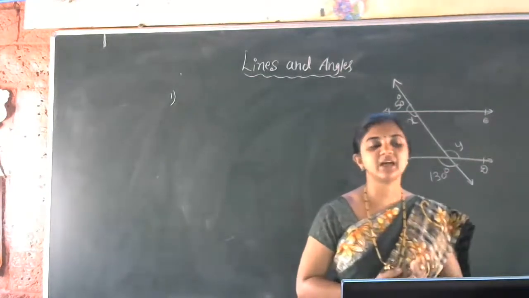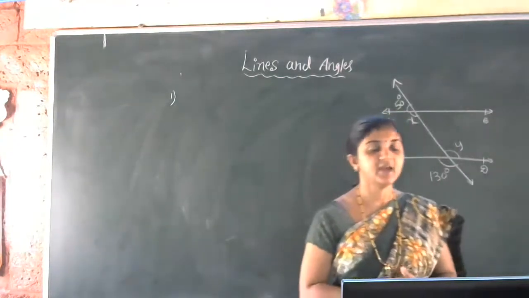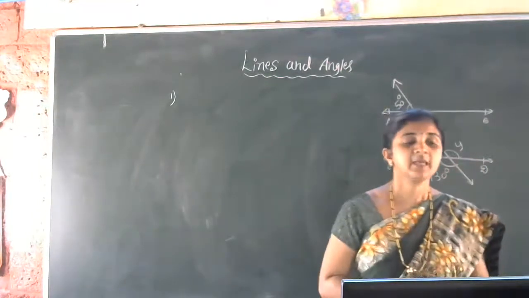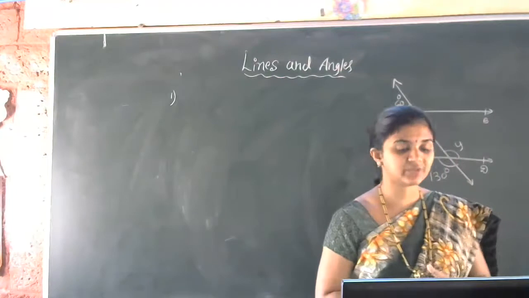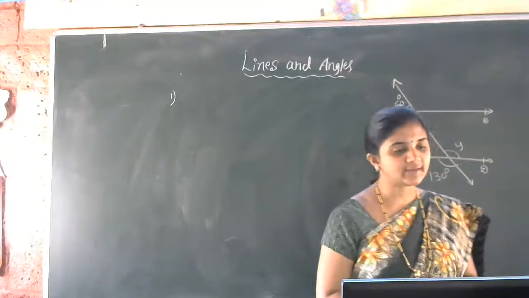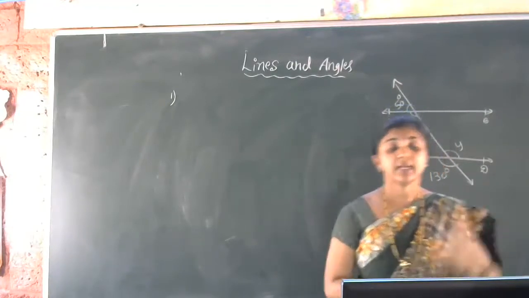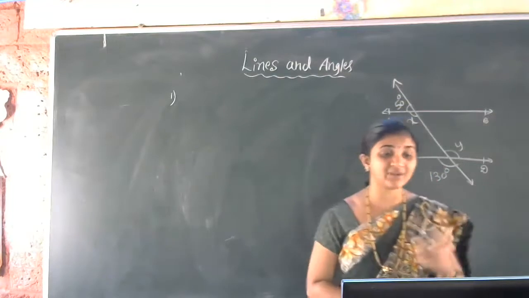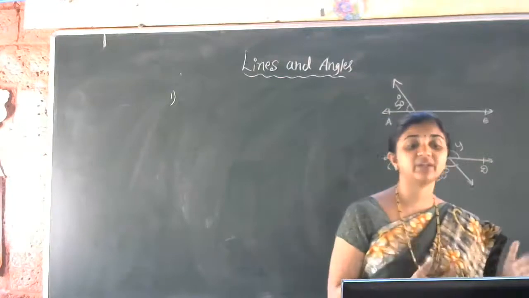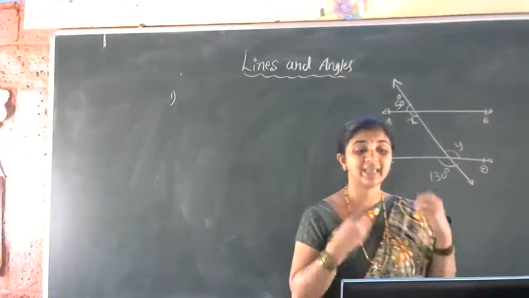In the last class, we discussed the concept of parallel lines and a transversal. So just in 5 minutes, we'll recall what we learned yesterday, in the parallel lines and a transversal topic. Corresponding angles are equal. Interior alternate angles are equal. Exterior alternate angles are equal. The sum of the interior angles on the same side of the transversal is equal to 180 degrees. So this much property we learned in yesterday's class.